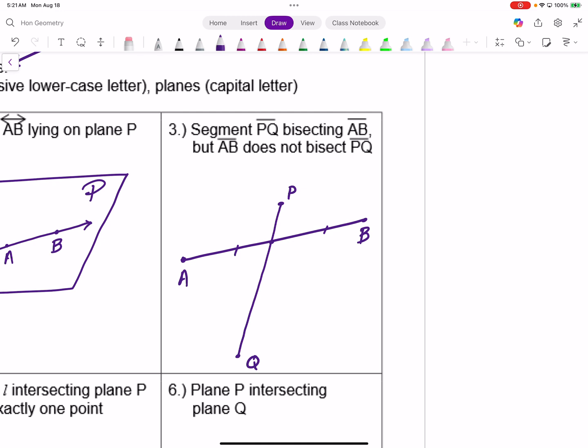So you might want to do this. You don't have to. You might want to put like 2 tick marks and 3 tick marks to show that they're definitely different lengths. Without that, we would assume that they're different. Well, we don't assume anything. Without those extra tick marks showing they're absolutely different lengths, there is a chance that they can still intersect. But by us doing this, we're definitely saying AB does not bisect PQ.